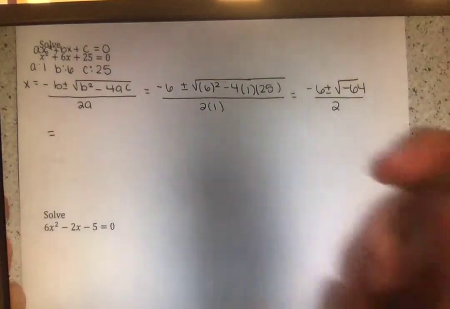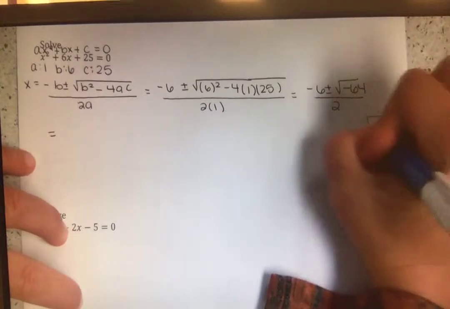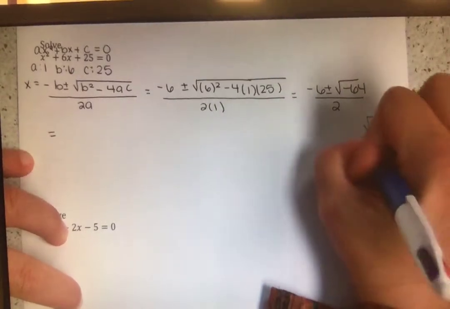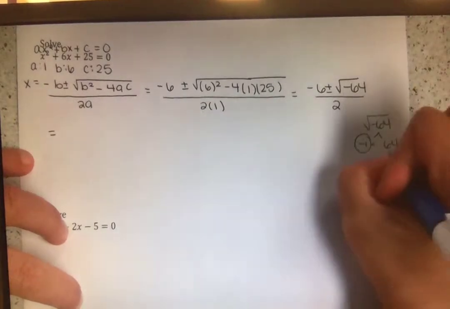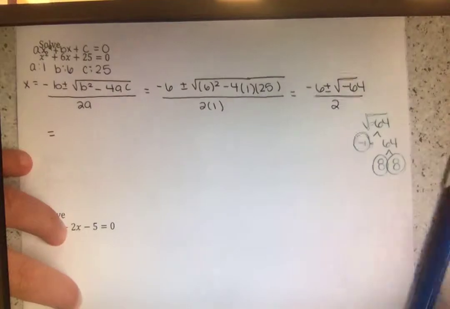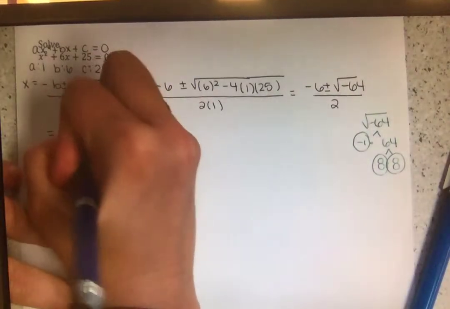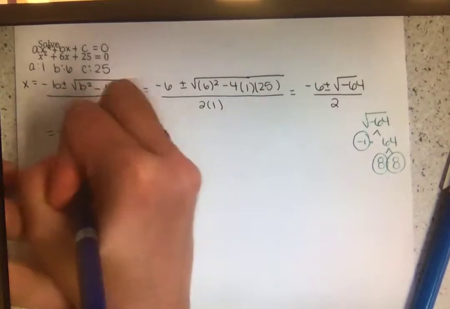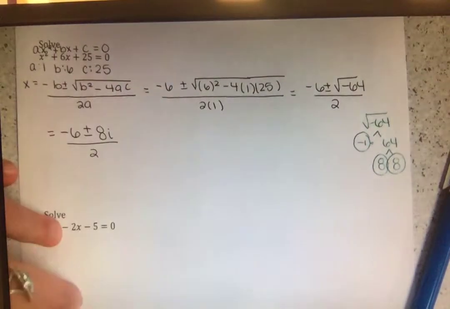Let's do a little side note here. We know it's negative 1 times 64. We know the square root of negative 1 is going to be i. We know 64 is 8 times 8. So we have negative 6 plus or minus the square root of negative 64, which we know will be 8i, all over 2.